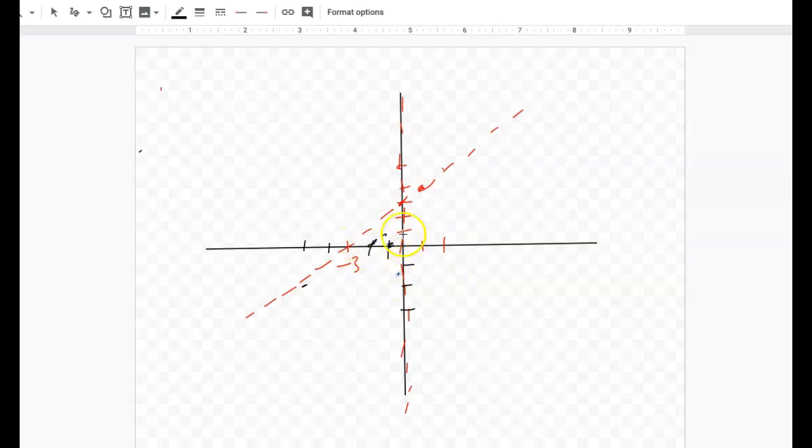And then 5 and 8.4. If we play with the oblique asymptote some more, we're going to see that 8.4 is going to sit above this. So maybe right around here.